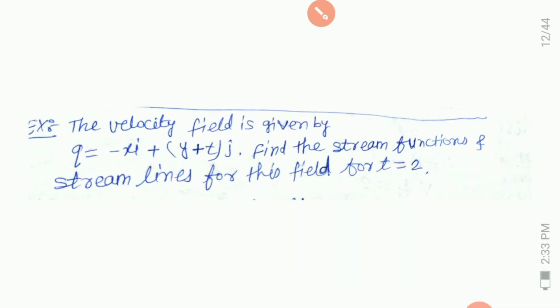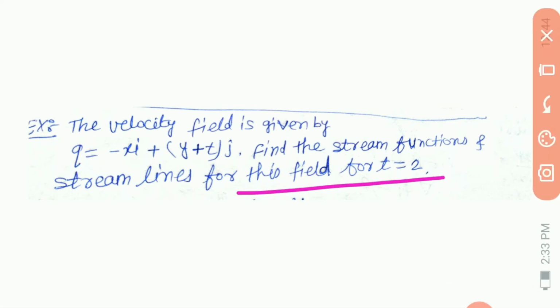Now we see the next problem. The velocity field is given by q is equal to minus x i plus (y plus t) j. Find the stream functions and streamlines for this field for t is equal to 0.